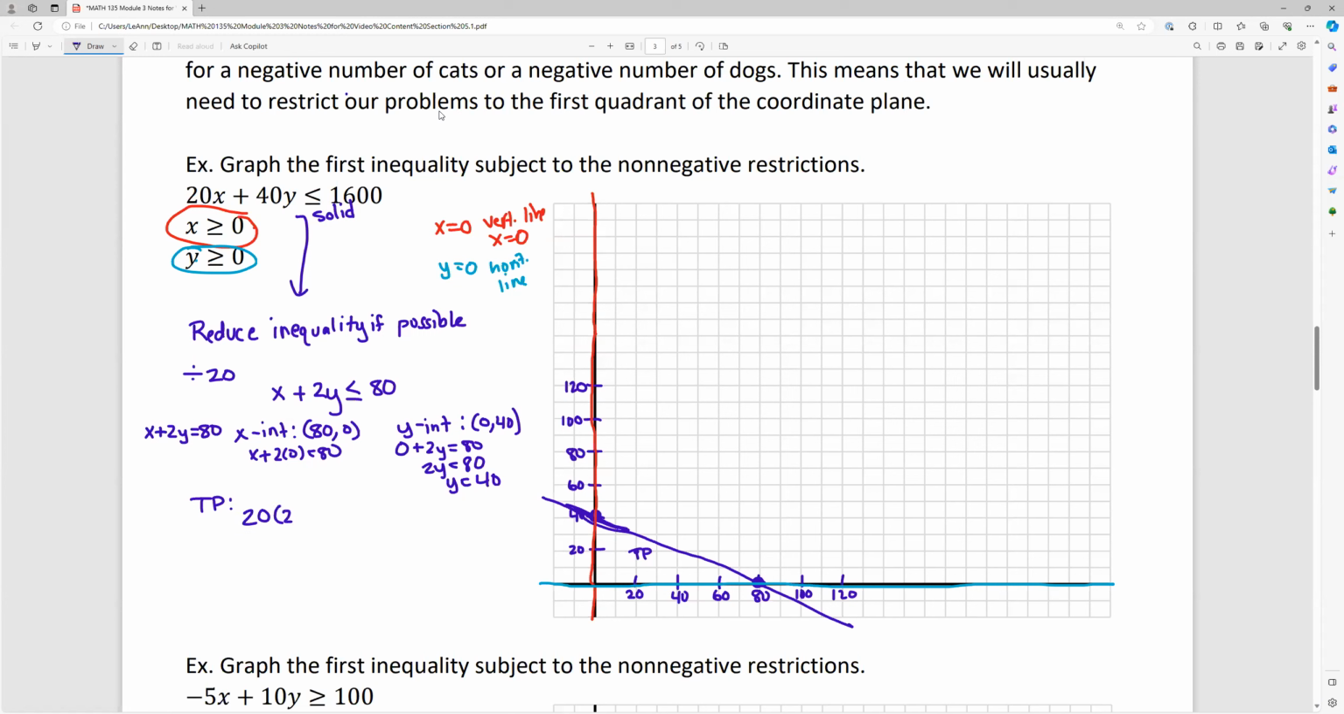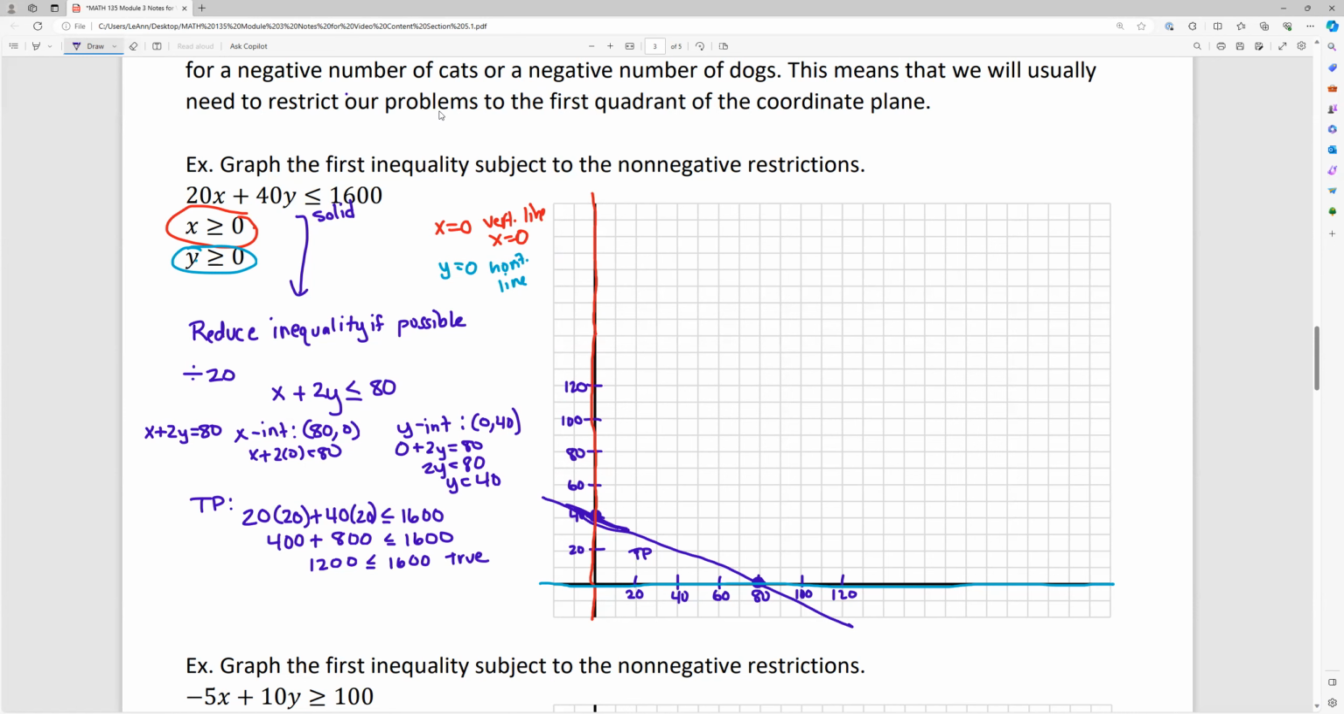So 20 times 20 plus 40 times 20 is less than or equal to 1,600. So 20 times 20 is 400. 40 times 20 is going to be 800. The question is, is 400 plus 800 less than or equal to 1,600? And it is. 1,200 is less than or equal to 1,600. So what that tells me is that in this purple inequality, we would be shading the lower half plane.